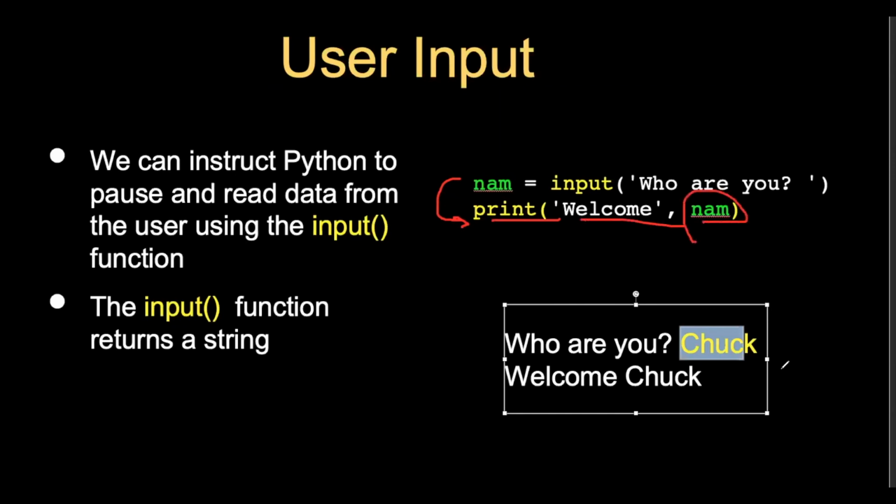Okay, so what you just entered, Chuck, actually gets saved into this name, right? And then you can print welcome and this name at the same time. So print actually takes arguments separated with a comma. Okay, not a period, but a comma. Excuse me. Any questions about this?